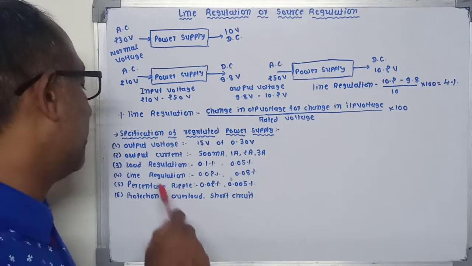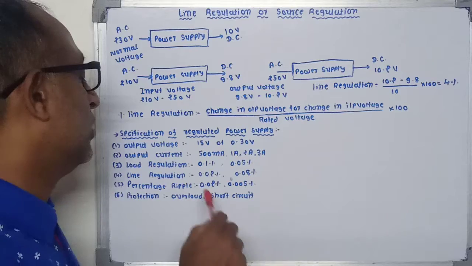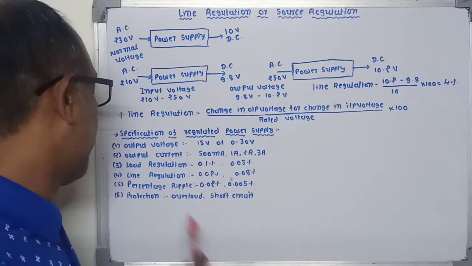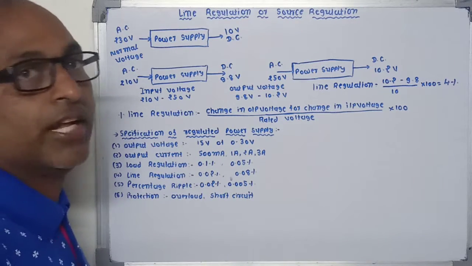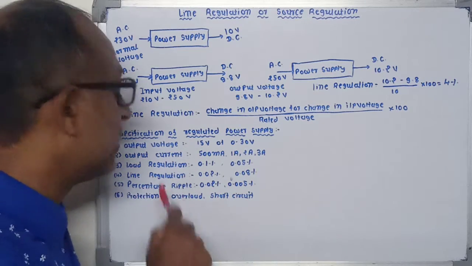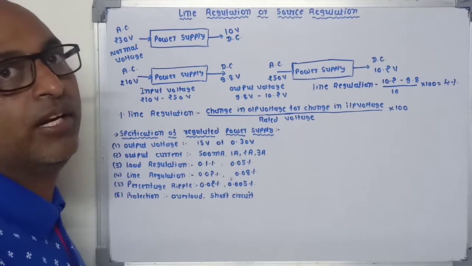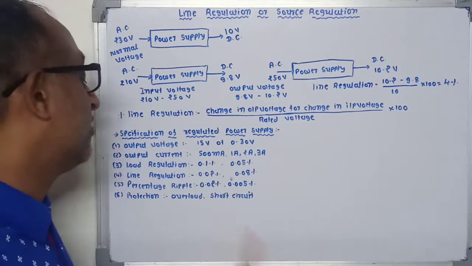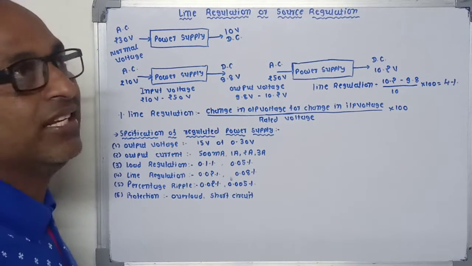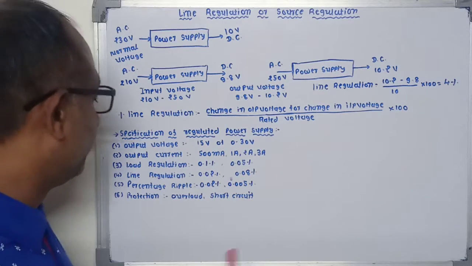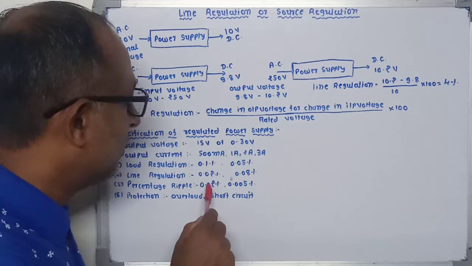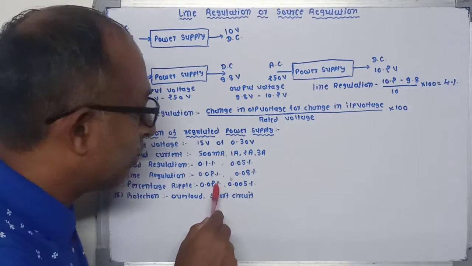Next, line regulation. Now there is a change in output voltage due to the change in input voltage. It is also expressed in percentage, so it gives 0.02% or 0.08%. Next, percentage ripple. That means even though we are using a filter circuit to remove the AC components present in the DC output voltage, due to some reason they are still present, and this is indicated in terms of percentage ripple, for example 0.02% or 0.05%.